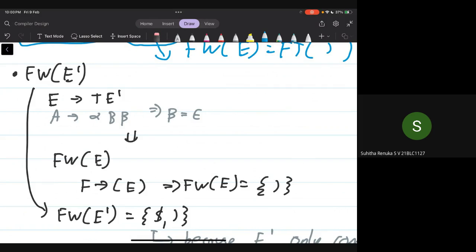So the rule is A goes to alpha B beta. But there's only two symbols here. How will you fill three symbols here? So beta will be epsilon. If there is nothing, that means it is epsilon. B will always be the symbol you're finding the follow for.